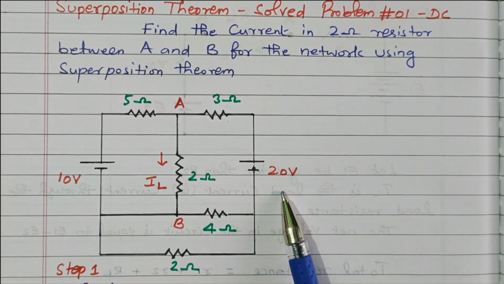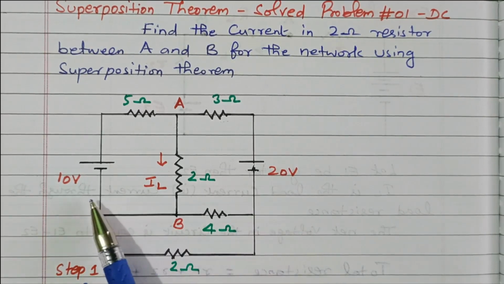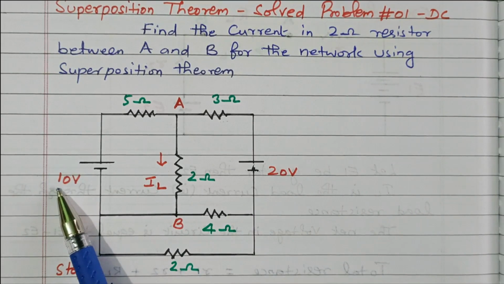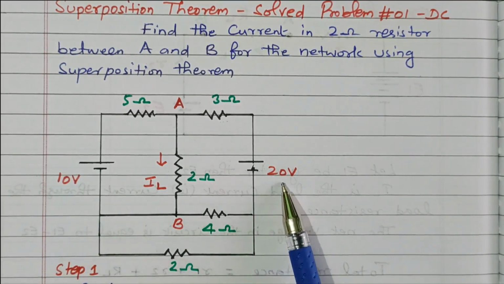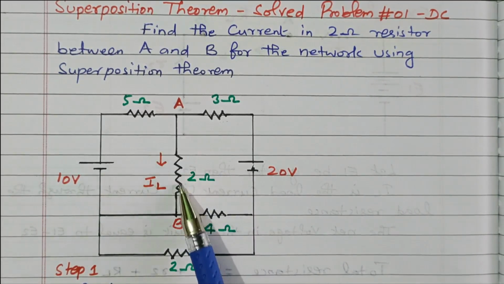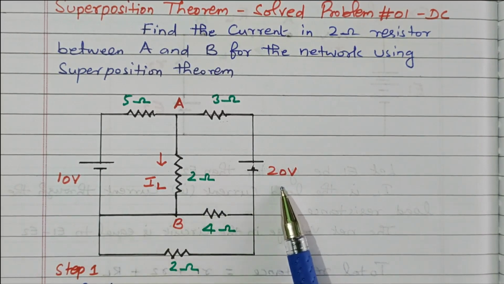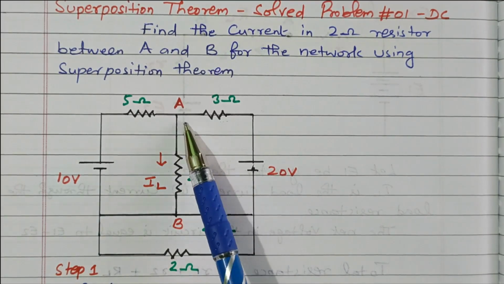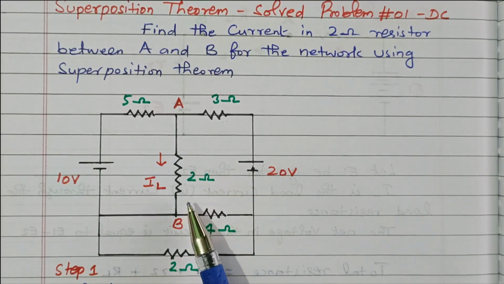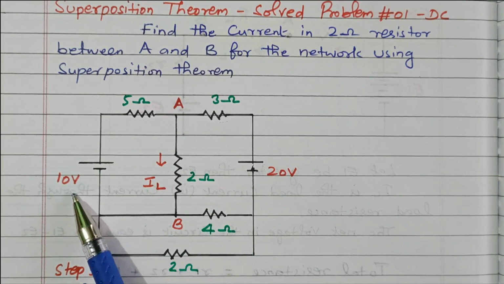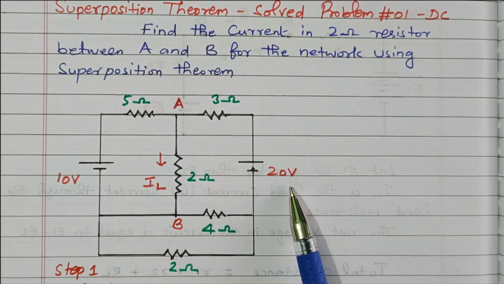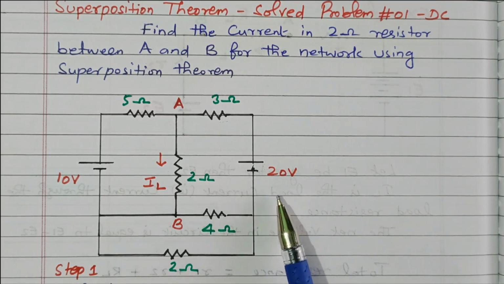So according to the superposition theorem, what is the statement? We need to consider only the 10 volt source alone, by removing the 20 volt source, and find the current flowing through the 2 ohm resistor. In the second step, we remove the 10 volt source and consider only the 20 volt source, and find the current flowing through this 2 ohm resistor. The total current is the current due to the 10 volt source plus the current due to the 20 volt source. We need to add both the currents. That is the statement of the superposition theorem.